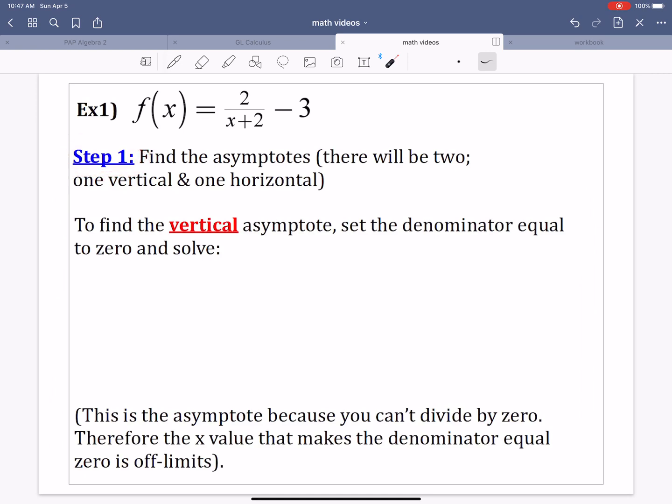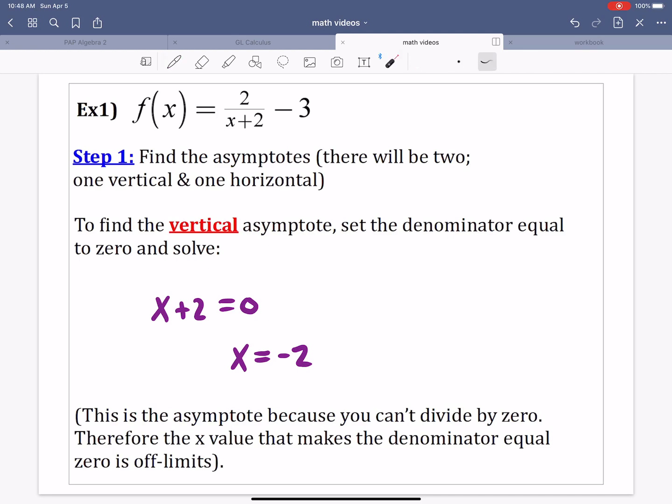Okay, so step 1 is to find the asymptotes. Remember from two slides ago that there will be 2 asymptotes, a vertical and a horizontal. So we're going to find the vertical asymptote first. Here's the process you're going to use every single time: take the denominator and set it equal to 0. It's super easy on this problem. We take x plus 2, set it equal to 0, and solve. We get x equals negative 2.